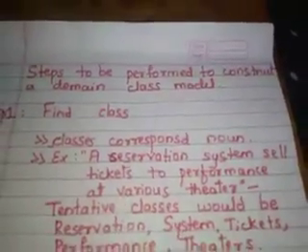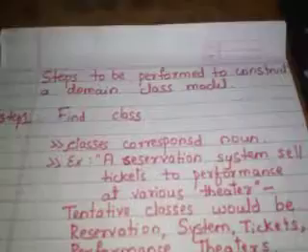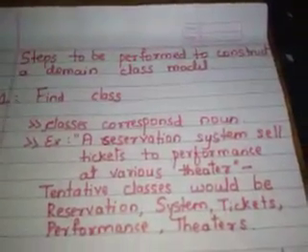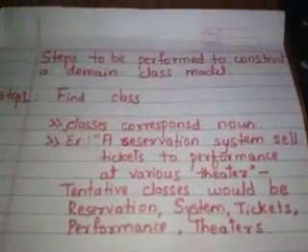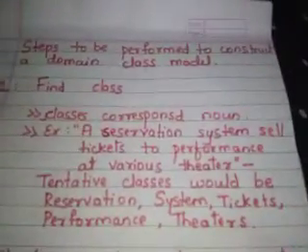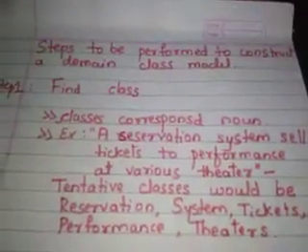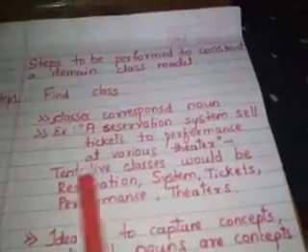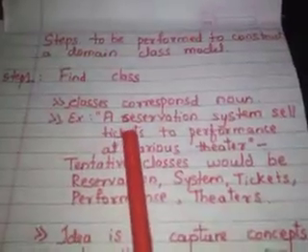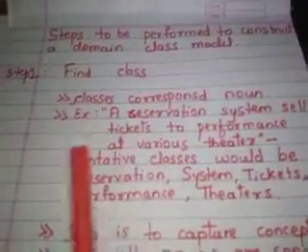Like this, given a problem statement, my first task is to identify the classes. They are called tentative classes because sometimes some of the classes may be redundant or unnecessary. That's why initially we collect the tentative classes and I make all the nouns present in the problem statement the classes.